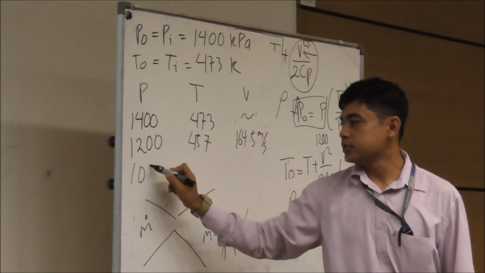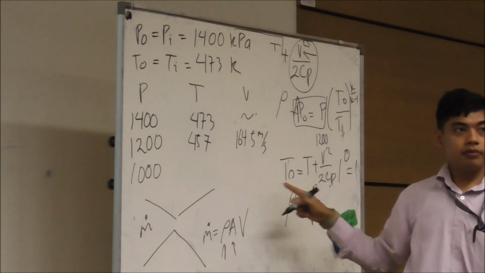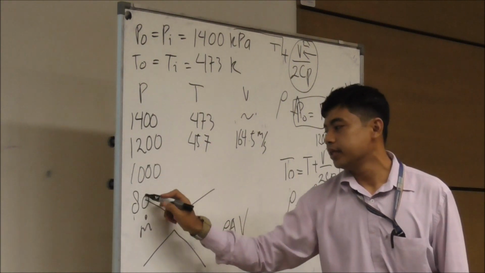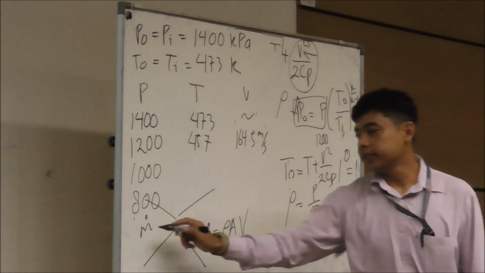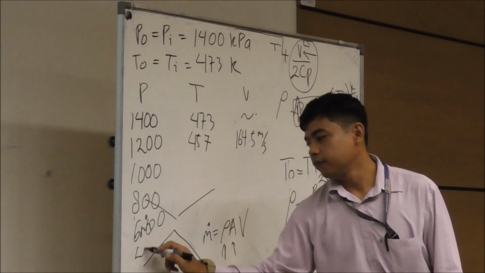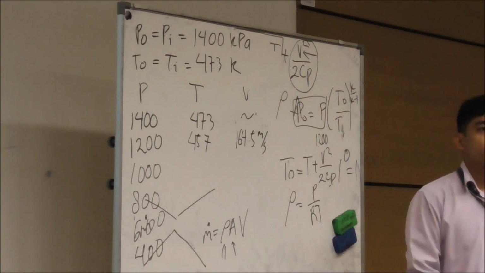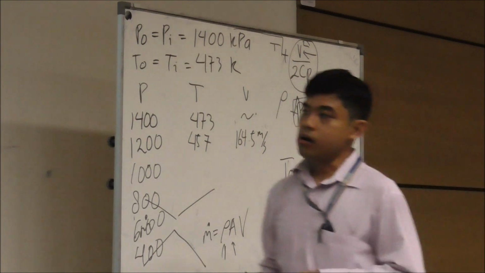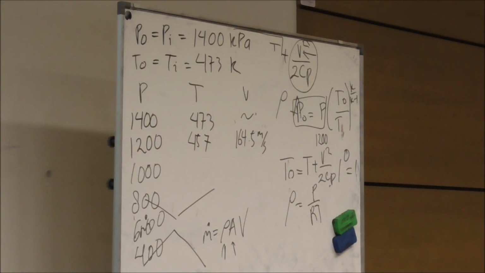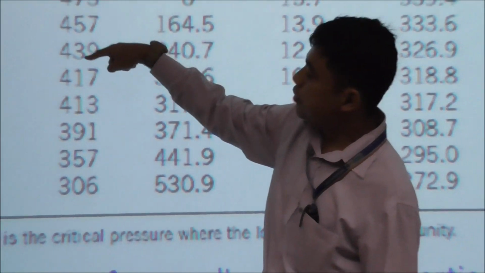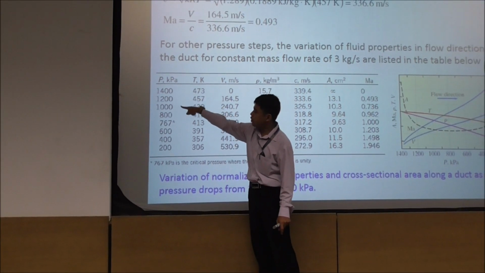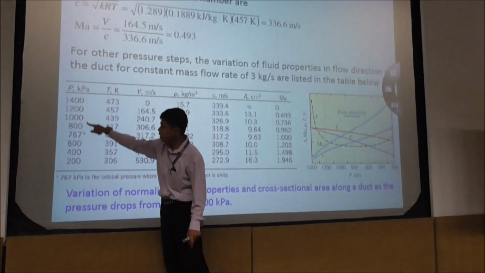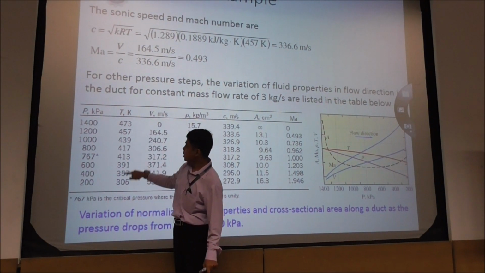Same goes for 1000. You calculate that, then continue with 800, and then 600 and 400. If you do that, you will get this. You see, the temperature keeps decreasing as the pressure is decreasing. So it decreases.